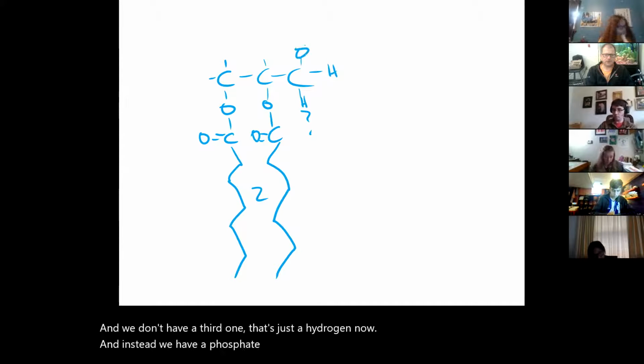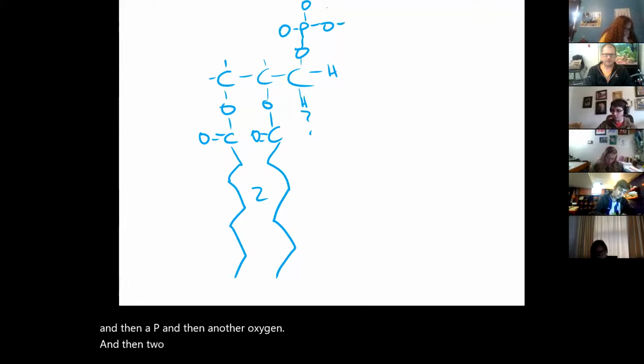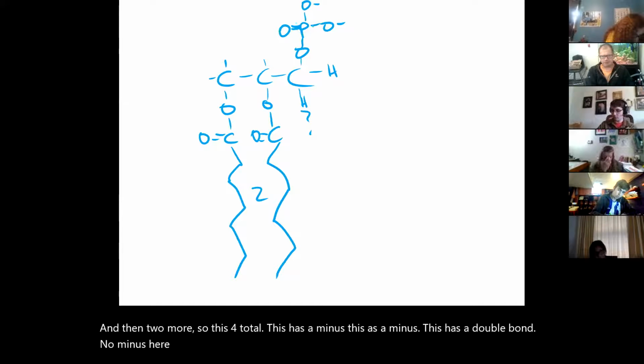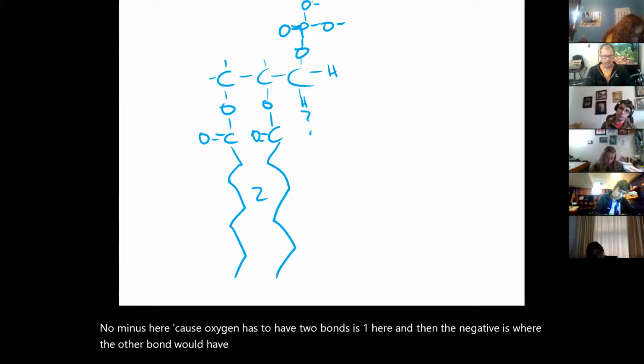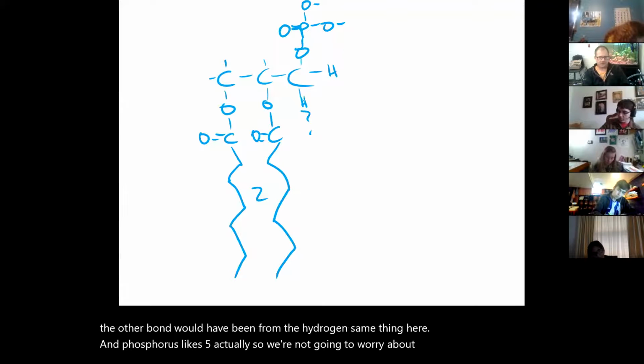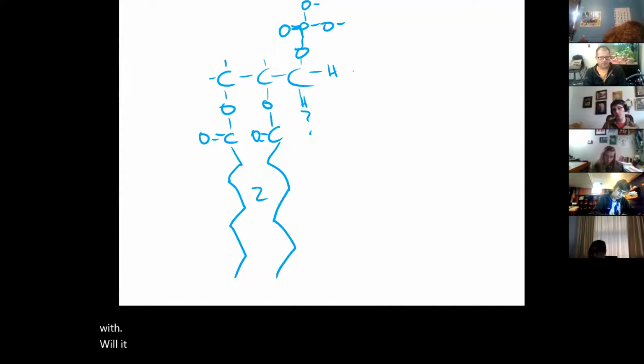So we're going to put an oxygen from the phosphate and then a P and then another oxygen and 2 more, so there's 4 total. This has a minus, this has a minus, this has a double bond, no minus here, because oxygen has to have 2 bonds. There's 1 here, and then the negative is where the other bond would have been from the hydrogen. Same thing here. And phosphorus likes 5, actually, so we're not going to worry about the valence of phosphorus. That gets into some inorganic chemistry we're not going to concern ourselves with. We'll let Carruthers and those other chem teachers worry about that.